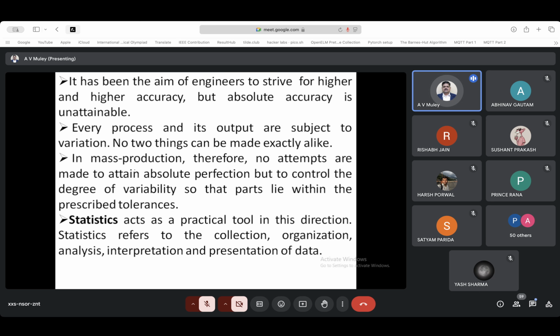तो इसके लिए क्या है, आपके पास स्टैटिस्टिकल टूल्स है. स्टैटिस्टिक्स एक्ट एज ए प्रैक्टिकल टूल इन दिस डायरेक्शन. स्टैटिस्टिक्स रेफर टू द कलेक्शन, ऑर्गेनाइजेशन, एनालिसिस, इंटरप्रिटेशन एंड प्रेजेंटेशन ऑफ ए डेटा. तो डेटा जो भी होता है, आजकल हम डेटा की बड़ी बात करते हैं, तो दैट डेटा दैट इज नथिंग बट द बेसिस इज स्टैटिस्टिक्स बेसिकली.